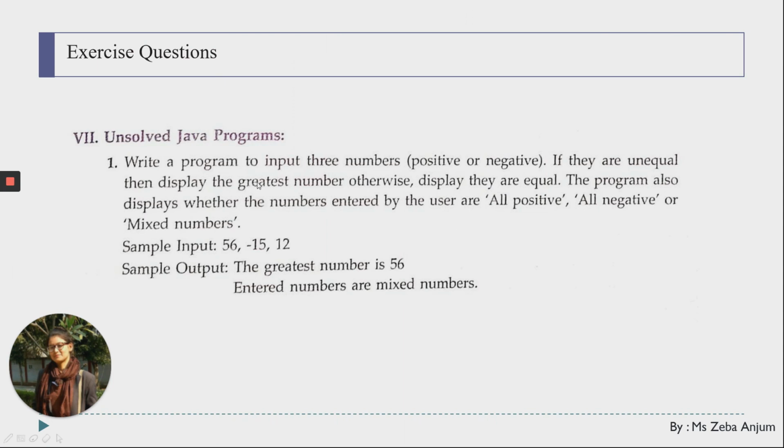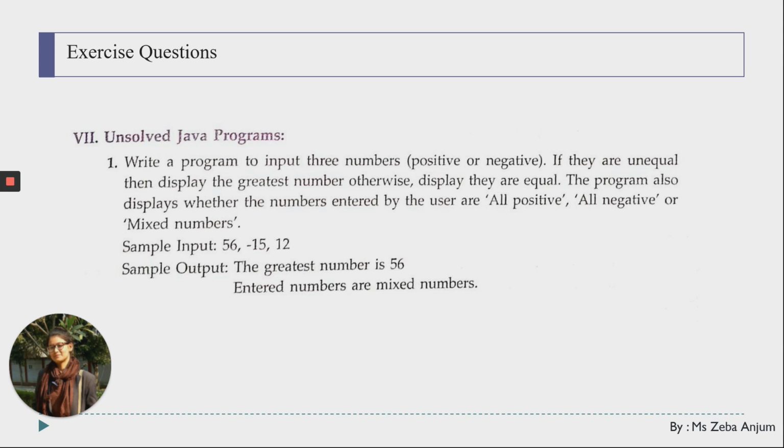Write a program to input three numbers, either positive or negative, it depends on you. If they are unequal, then display the greatest number. Otherwise, display that they are equal. So you have to check whether the three numbers are equal or not. If yes, display the message that they are equal, and if not, then you have to find out the greatest number.